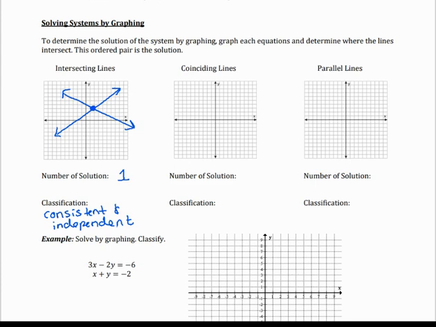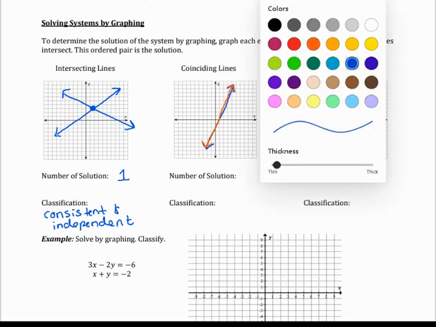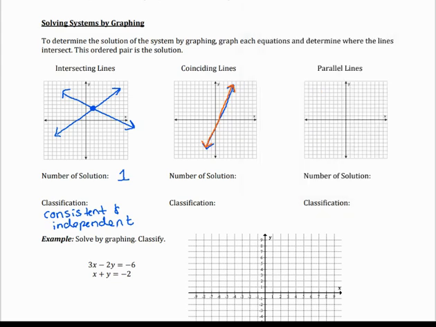The second scenario we could have is that we have coinciding lines, aka the exact same line. For example, here's one equation graphed, and then when I graph the second equation, it happens to be right on top of that. So they're the exact same lines. When we have the exact same lines, our intersection points are everywhere, and lines go on forever to positive infinity and negative infinity. So the number of solutions we have is infinitely many.